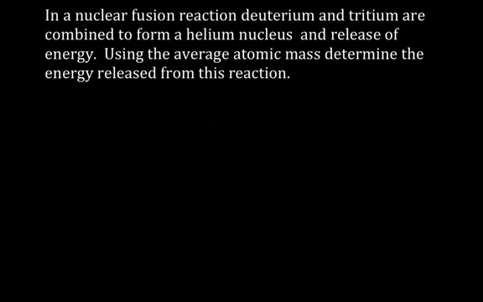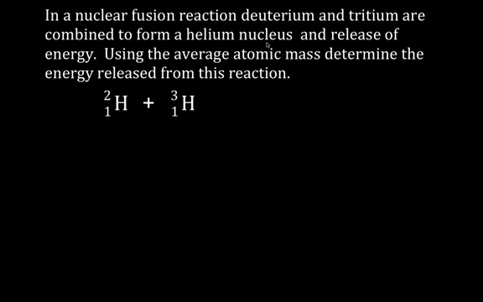This is where the sun gets its energy from the combination, for example, of deuterium and tritium, which combine to form a helium nucleus, and they're going to release energy and a neutron. And we are going to use the average atomic masses of those things to determine the energy that is released from that reaction. So here's the reaction again.